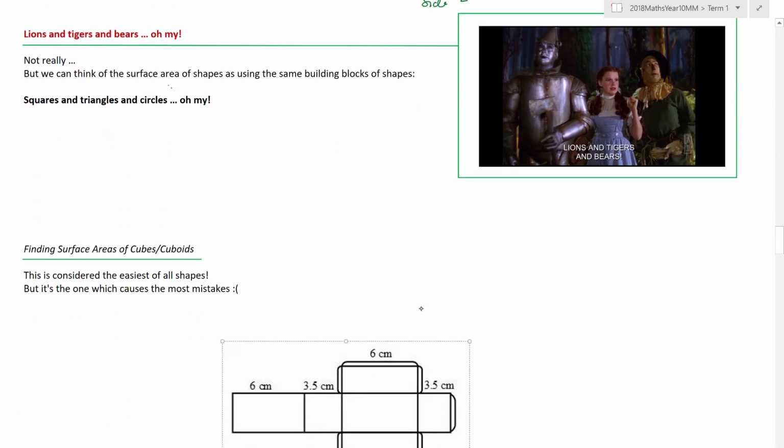Lions and tigers and bears, oh my! Those of you who've seen The Wizard of Oz, wow, what an awesome movie. Still to this very day. But what am I going to say? Squares and triangles and circles, oh my. It doesn't work the same way and there's way too many syllables and my jaw is now hurting.